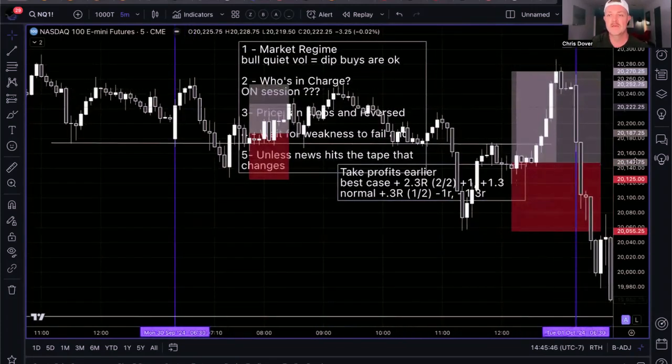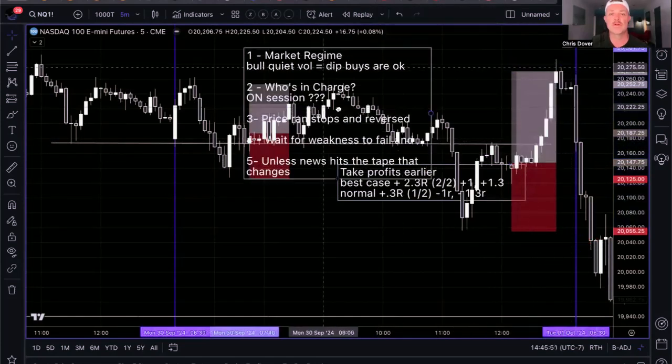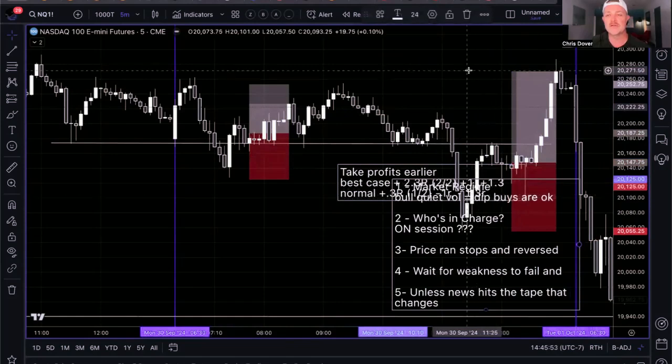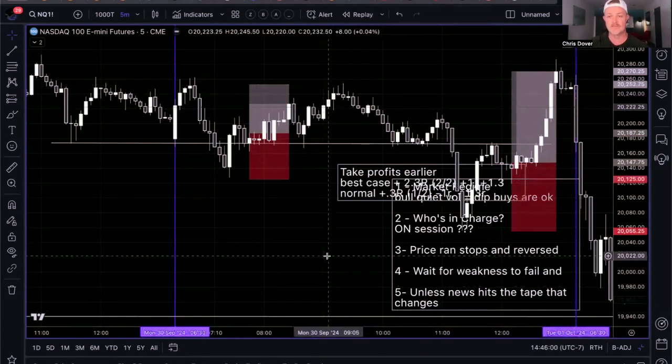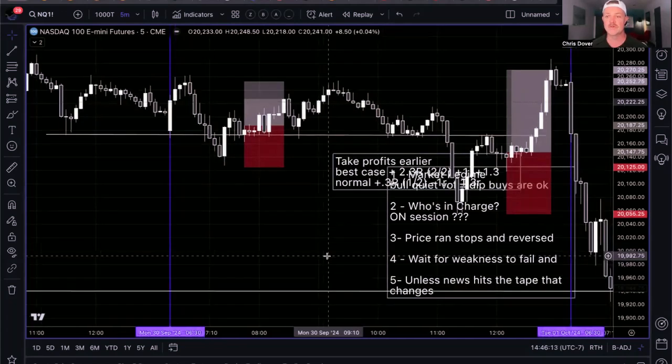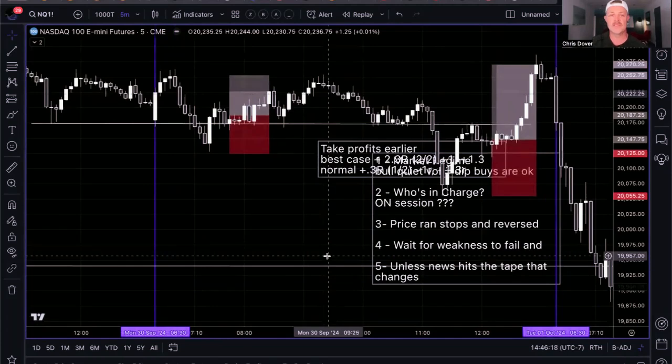Okay, so again, let's move this out of the way here. Okay, market regime. We are in the bull quiet market regime. Who's in charge, based on the overnight session? So the market opened right here where it closed last night and just went straight down. So this is telling me some news has hit this market, because it went almost 300 Nasdaq points lower right initially off the open. So that's telling me that something potentially is happening.